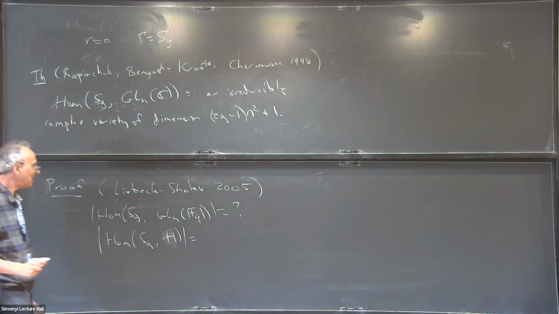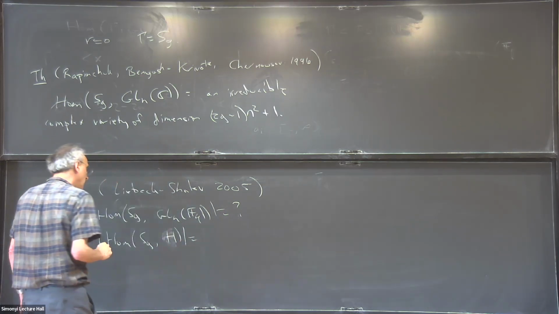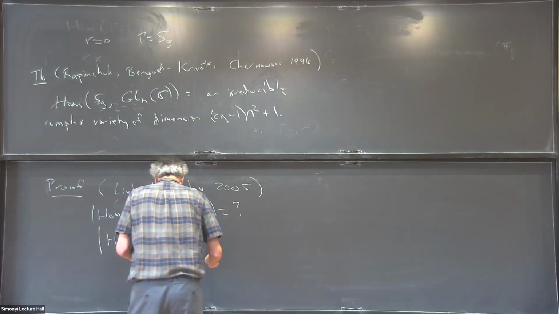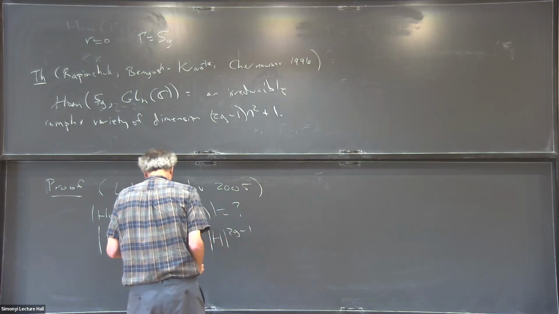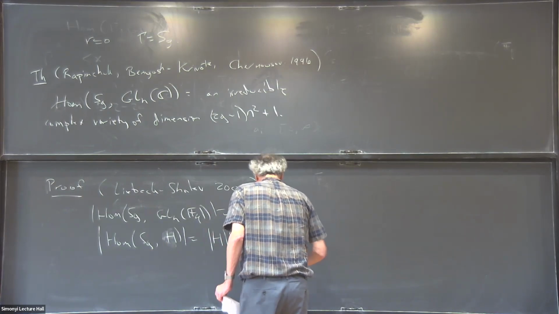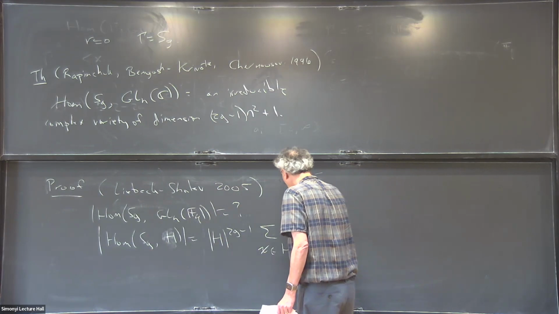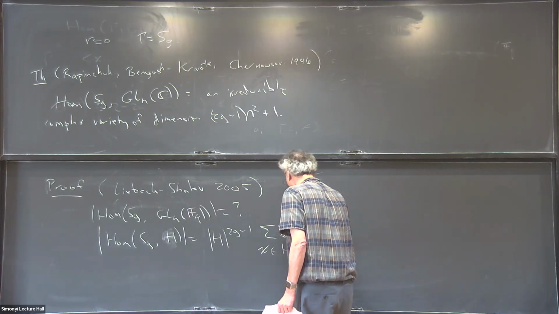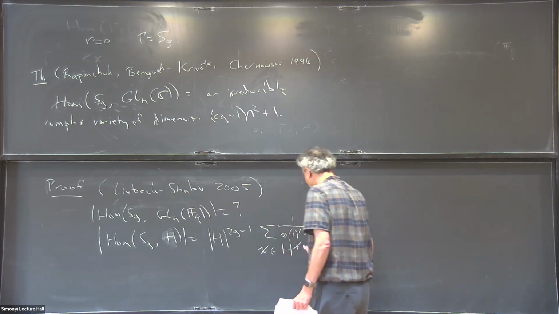So if we want to count these homomorphisms, there's a formula which is due to Frobenius, which says the following. It's the number of elements in H to the power of 2 times the genus minus 1, times the sum over all irreducible characters chi of H of 1 over chi of 1 to the power of 2g minus 2.